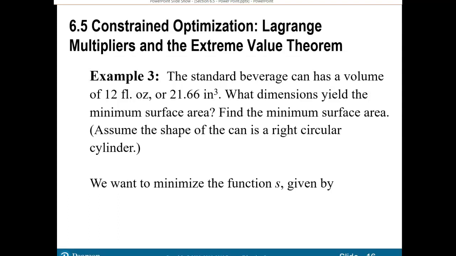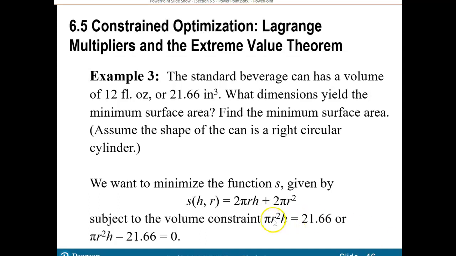All right, so we want to minimize the function S, which is the surface area function. So you're just looking up the formula for surface area of a right circular cylinder, which is 2 pi r h plus 2 pi r squared. So that's the formula for surface area in terms of h and r.